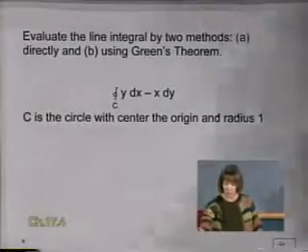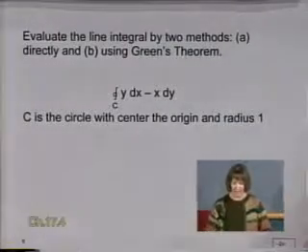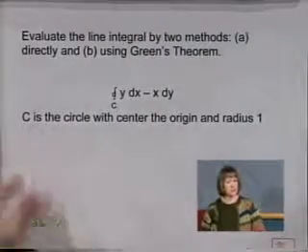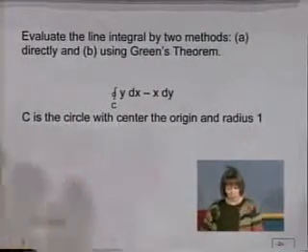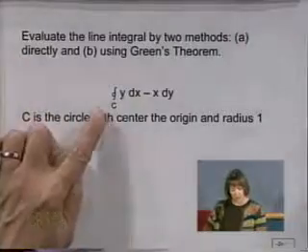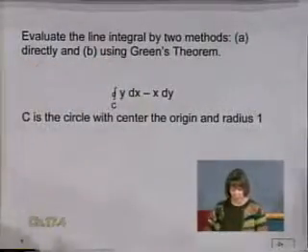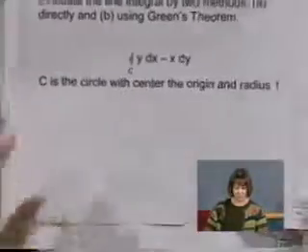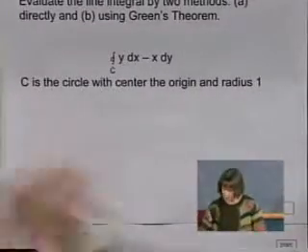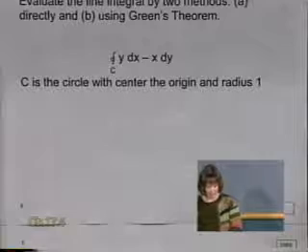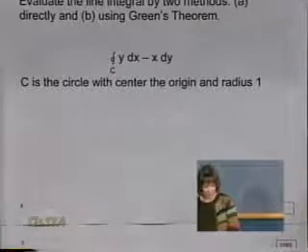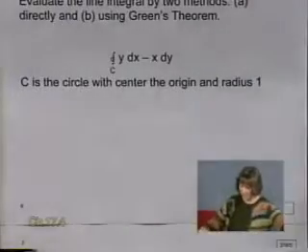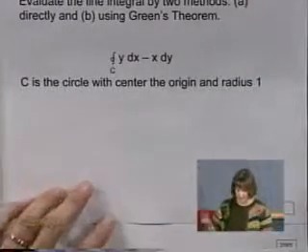Okay, now this one I want to do both ways. It says evaluate the line integral by 2 methods, and you have to do this in the first couple of problems in your homework. We want to do it directly by doing the line integral, and then we want to do it using Green's theorem. And we hope and pray we get the same answer for both. All right, so the first one that I want to do here is the region that I'm integrating over is the circle that has center at the origin, and the radius is 0.